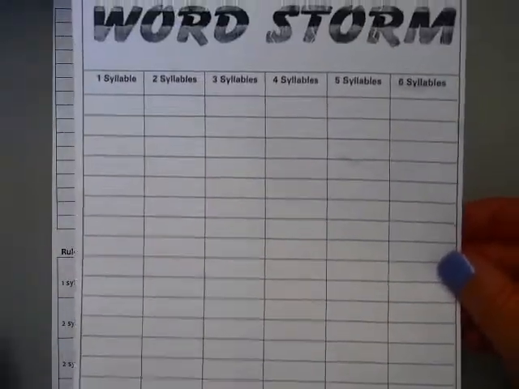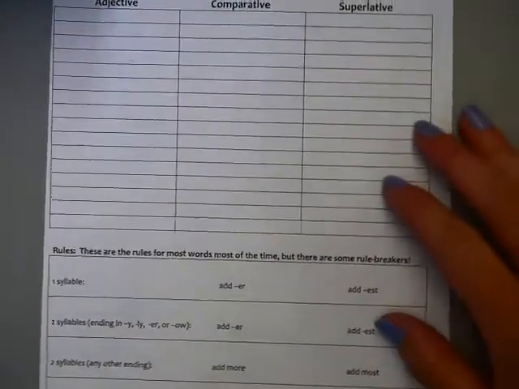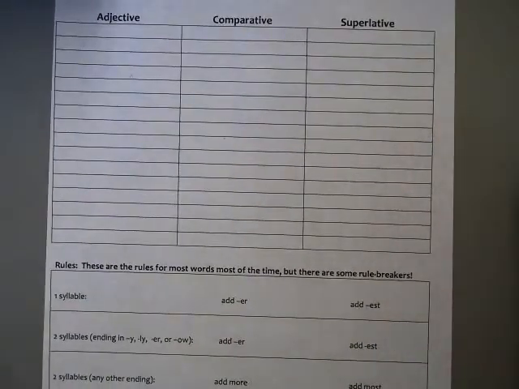Hey class, we're going to talk today about adjectives. So you should have your pencil and you need two different handouts. The first one being this word storm paper that looks like this, and the second one being this chart with the different types of adjectives on it. So set this one aside for now, and the one you need to begin with is the word storm.